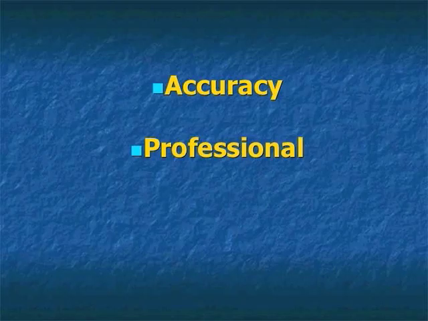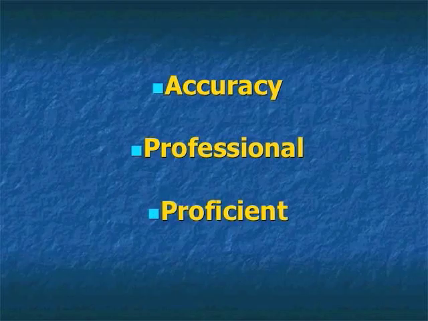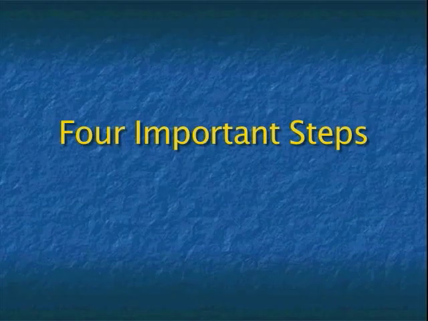Professional. An interpreter should wear professional attire, arrive on time, and be ready to interpret. Proficient. The interpreter should be knowledgeable to the topics he or she will interpret and have a proficient understanding of both languages. There are four important steps to follow for a successful workshop interpretation process.